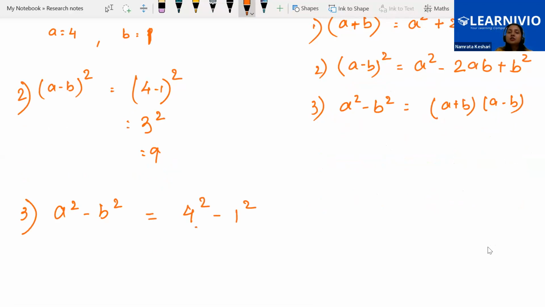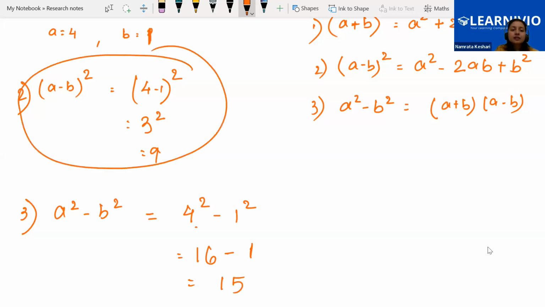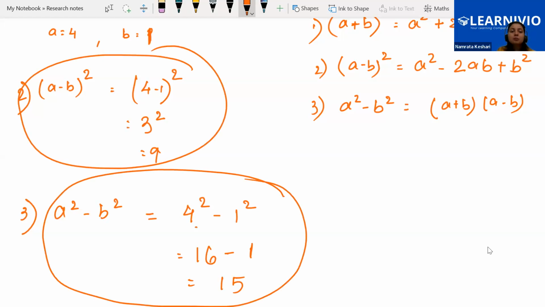4 square is, can you tell me Abdul, what is 4 square? Abdul, can you tell me what is 4 square? 16. And 1 square is 1. So 16 minus 1, 15. Can you see the result of this one and the result of this one, how it is completely different? I have seen students getting confused between formula number 2 and formula number 3. Can you see, Alvina? It is completely different scenarios.